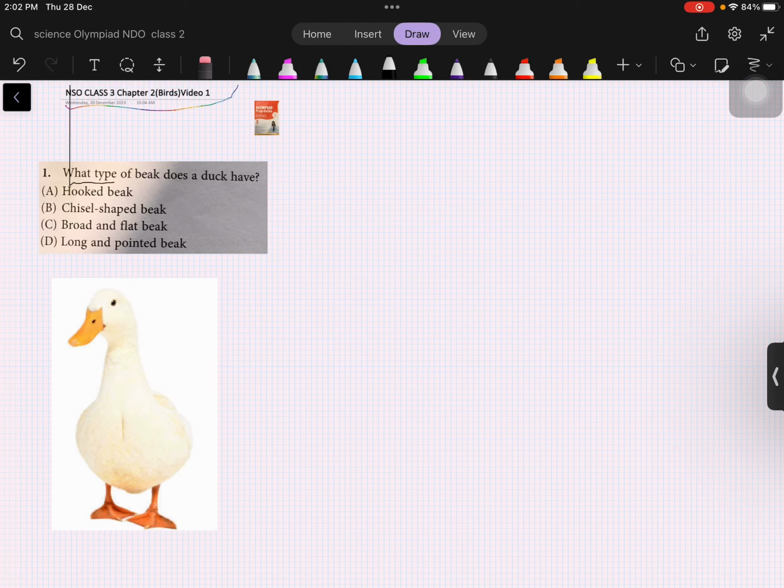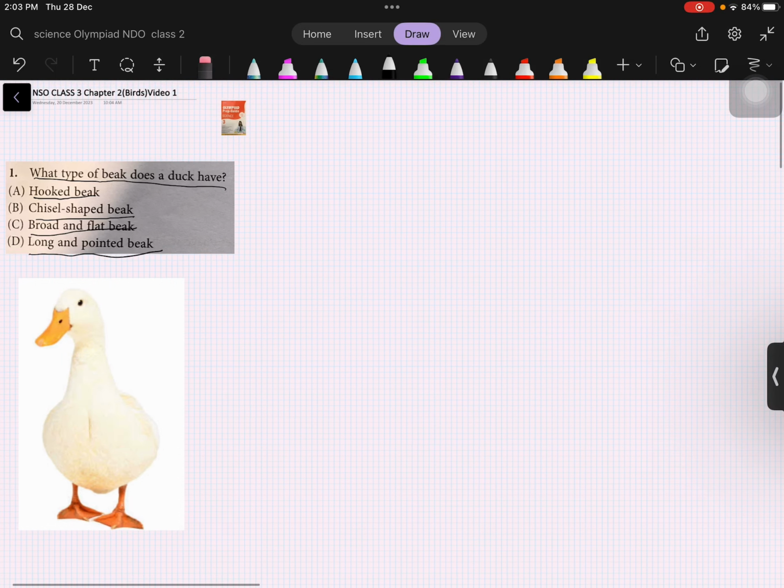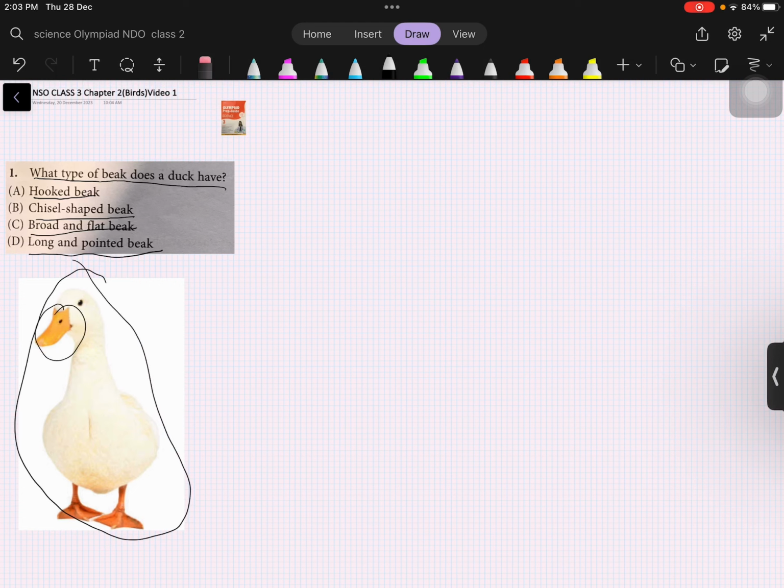With what type of beak does a duck have? Hooked beak, chisel-shaped beak, broad and flat beak, long and pointed beak. So there you can see there is a picture of a duck. So this is not a hooked beak, not even a chisel beak. It's a broad and flat beak, not a long and pointed one. Okay, so what will be bubble C?